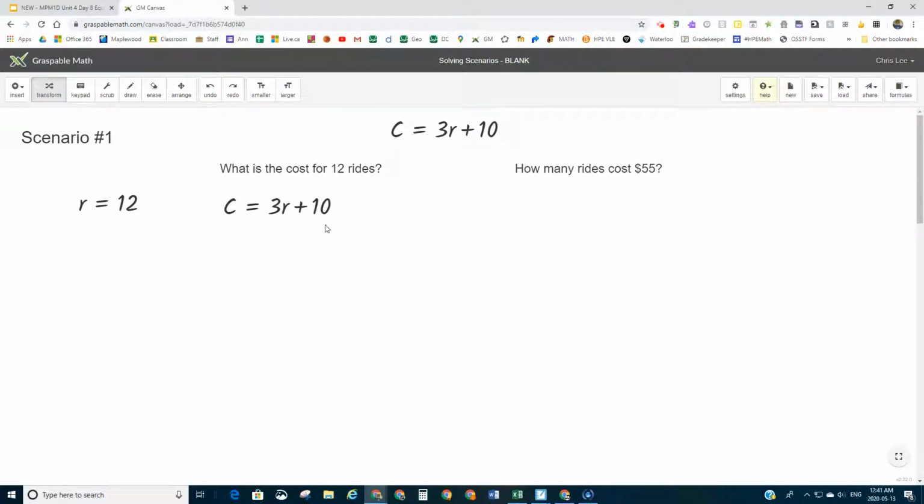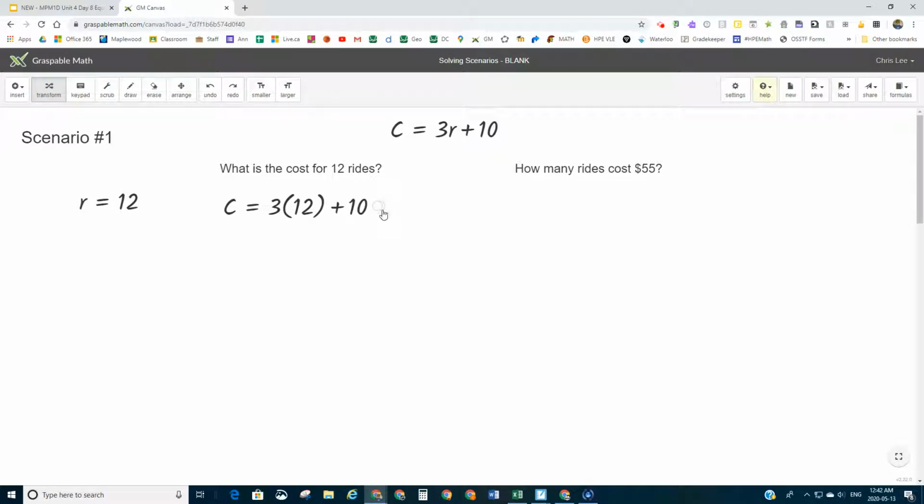Now we've got our equation, and what we want to do is substitute R equals 12 right into the equation. Since R equals 12, you can go over here and grab the R and replace that R with the 12. Now you get 3 times 12 instead of 3 times R. Another thing you could do, so I'm just going to push undo, is instead of taking the R and dragging it over, I'm going to take the actual number 12 and replace the R with 12. Make sure it doesn't go in the C, because it goes in for R. Now 3 times R becomes 3 times 12.